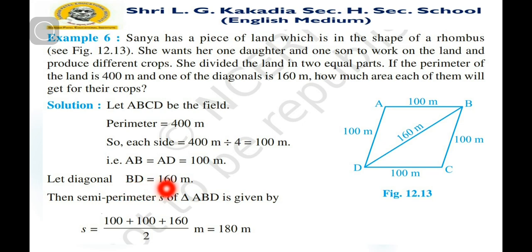Let diagonal BD be equal to 160. Then the semi-perimeter of triangle ABD is given by S equals (100 plus 100 plus 160) upon 2, which is equal to 180 meter. So let us use Heron's formula.